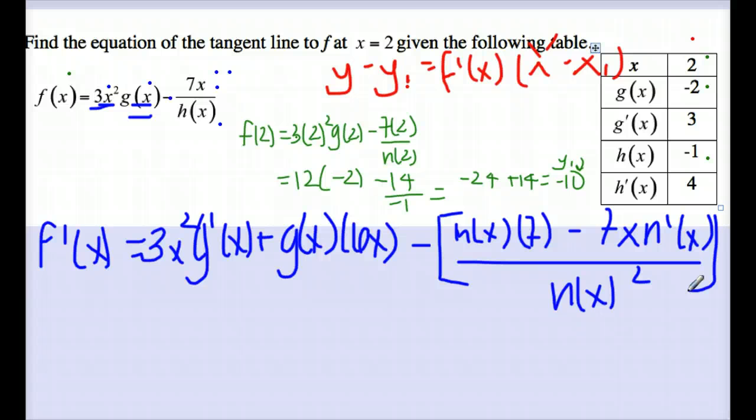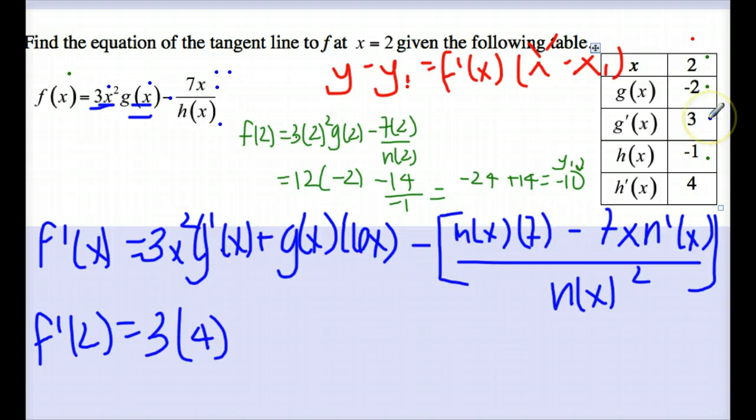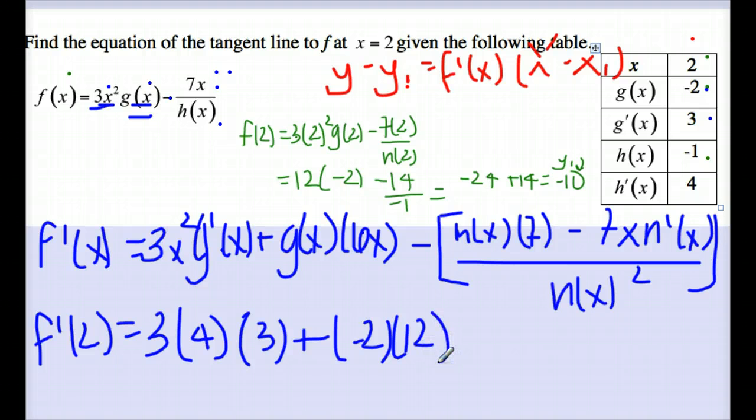So I'm going to use all the functions here to solve this. And I'm going to save space, I'm going to just go directly into our table. And I'm going to get f prime of 2 is equal to 3 times 2 squared is 4. g prime of x, according to this, is 3. Plus g of x is negative 2. 6 times x is 12. 6 times 2 is 12.